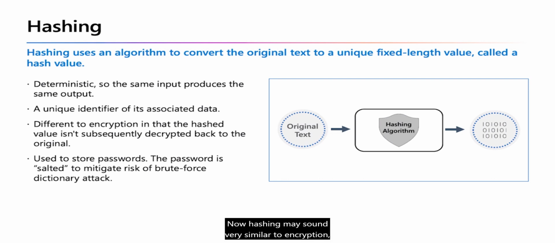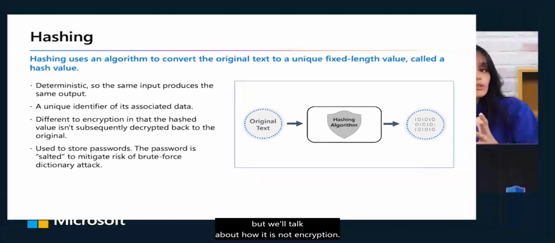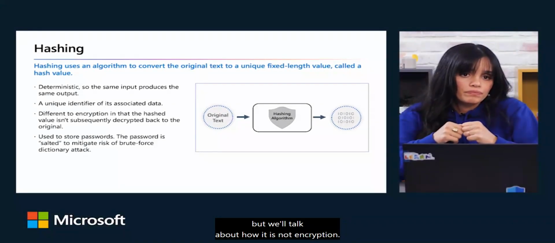Now, hashing may sound very similar to encryption, but obviously it comes with slight differences. With hashing, we are going to look at plain text again. What we are trying to do with this plain text is convert it into a non-readable format. Again, sure, it sounds very similar to encryption, but we'll talk about how it is not encryption.